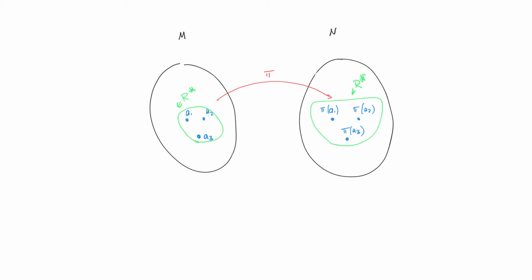Finally, for relation symbols, let's say we have a ternary relation interpreted in M. Whenever I have three elements for which this relation holds in M, then that happens if and only if the relation in N holds for their images.